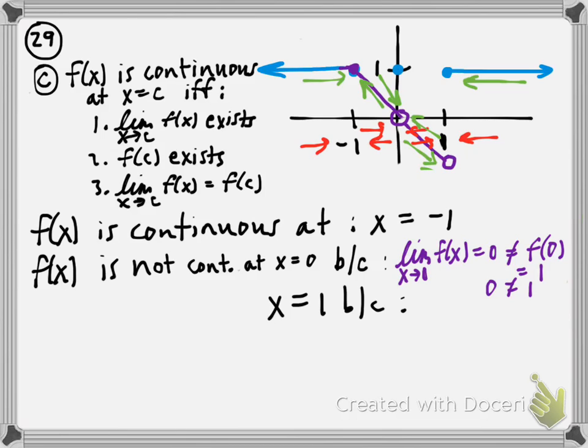On the other hand, f of x is not continuous at x equals 1 because the limit doesn't even exist, because the limit as x approaches 1 of f of x does not exist. You don't have to go past that. That's it. Okay, so that's 29c.